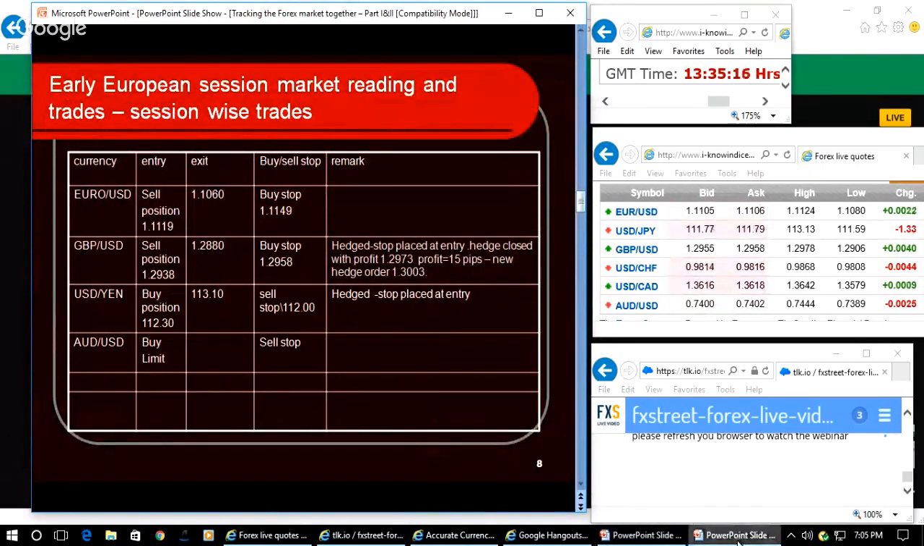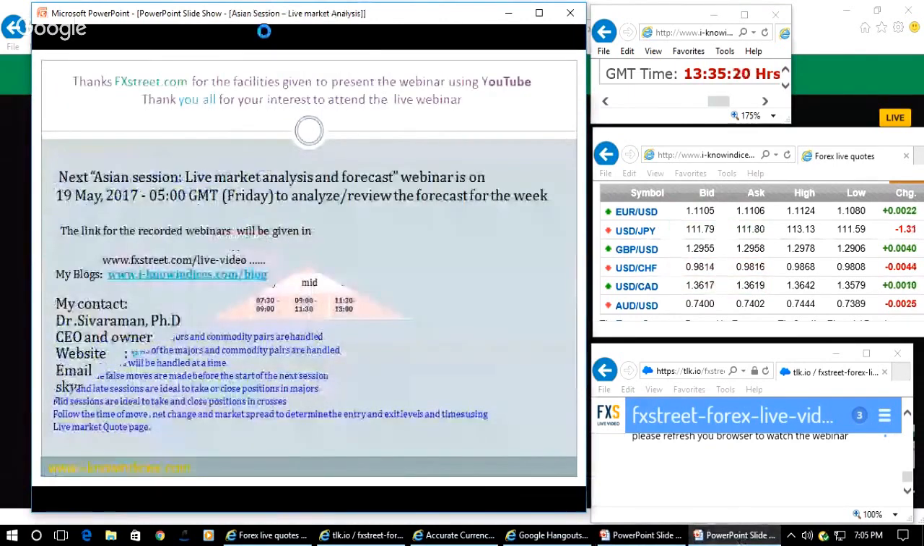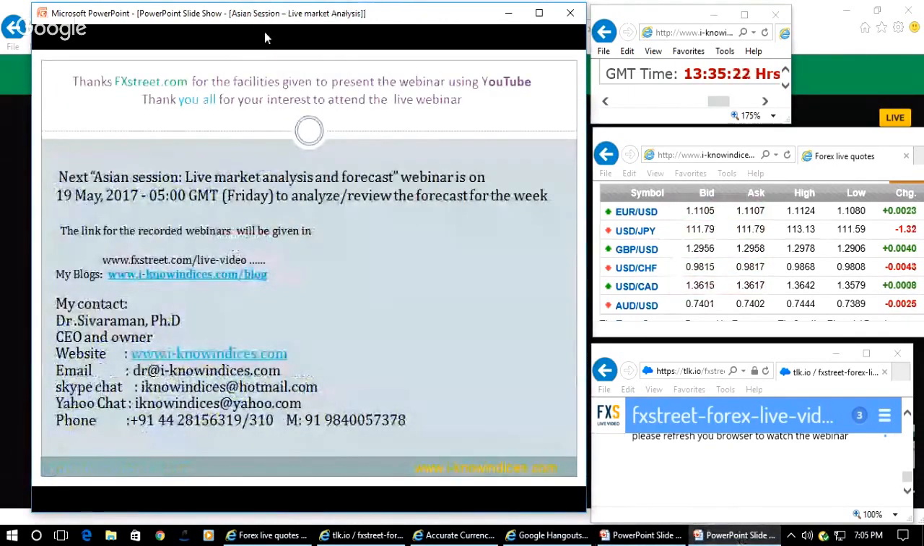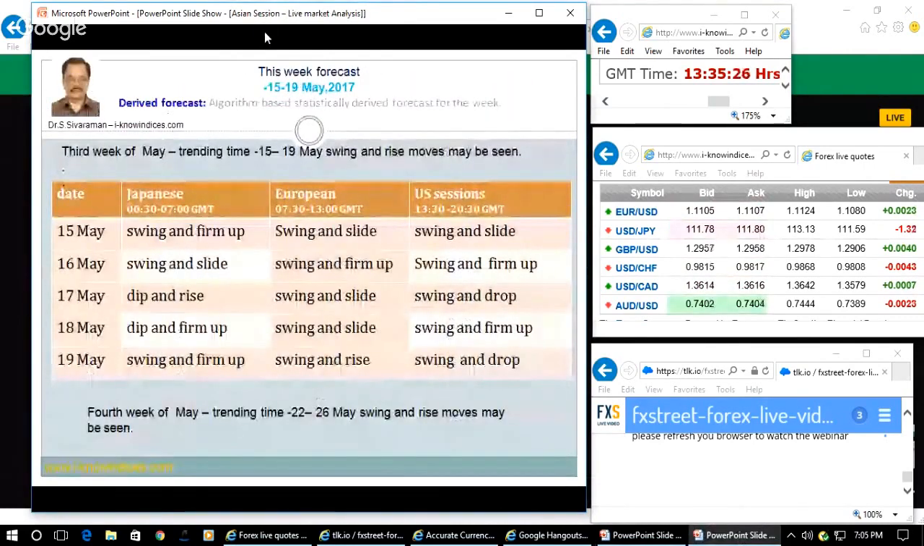Since no question is coming, I will show the focus slide. So because I'll be coming back again on Friday. So tomorrow, Thursday, they are expected to make a dip and firm up during Japanese session, swing and slide during that of the European session, and then swing and firm up during that of the US session.